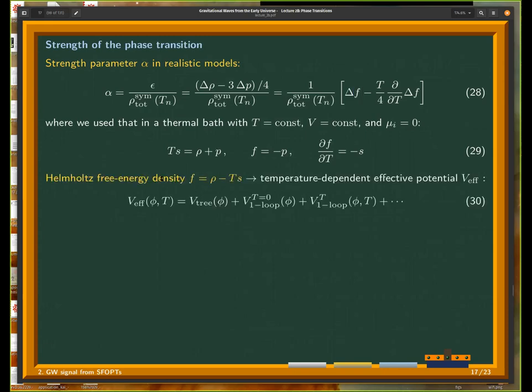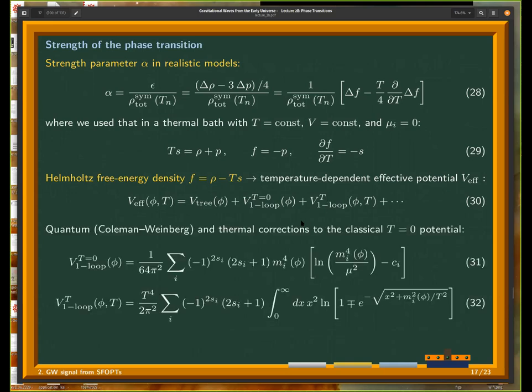And this comes in handy because the Helmholtz free energy density f can be identified with a temperature-dependent effective potential in thermal field theory, all right? So here I go from rho and P to little f, but then in a thermal field theory, I can identify little f with a temperature-dependent effective potential. And this temperature-dependent effective potential includes the tree-level potential, radiative corrections at zero temperature, but also radiative corrections at finite temperature. And then these, well, can become pretty complicated.